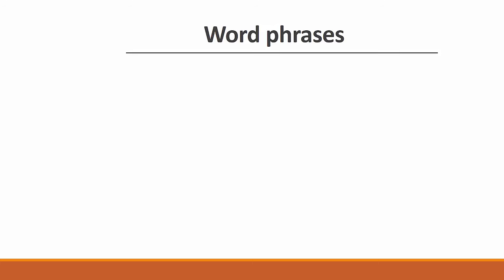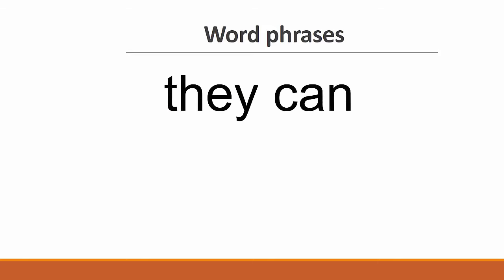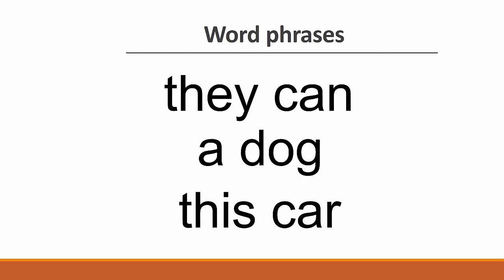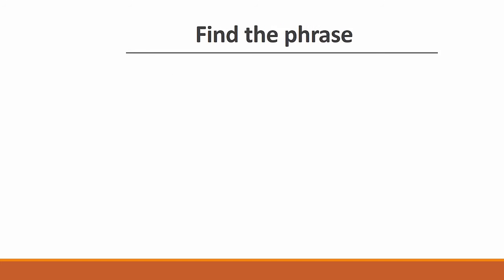But now we're going to put words together to make phrases. Phrases can make up sentences. For example, they can. The sentence might be, they can do this. The phrase within the sentence is, they can, using the words that we just learned. The next phrase is, a dog. And the sentence could be, a dog ran after me. The next one is, this car. This car needs tires. It's getting a little more complex.